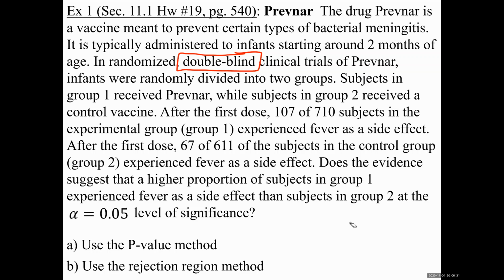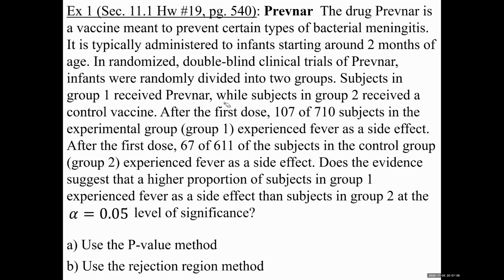All right, that's enough intro to this problem. Let's go ahead and read the problem. The drug Prevnar is a vaccine meant to prevent certain types of bacterial meningitis. It is typically administered to infants starting around 2 months of age. The first two sentences are telling you what the drug is supposed to do, but we're not going to test to see if it does that. So let's continue reading. In randomized double-blind clinical trials of Prevnar, infants were randomly divided into two groups. Subjects in group 1 received Prevnar, while subjects in group 2 received a control vaccine.